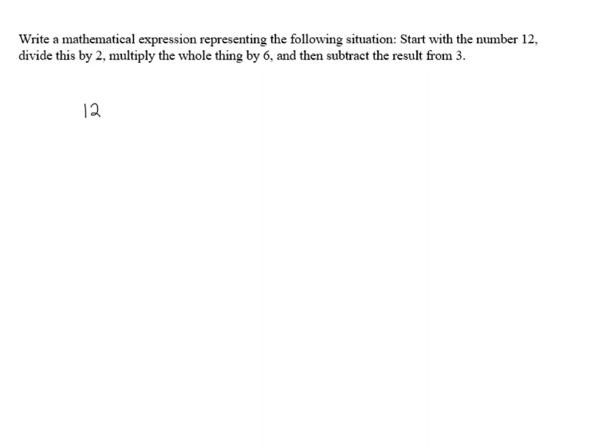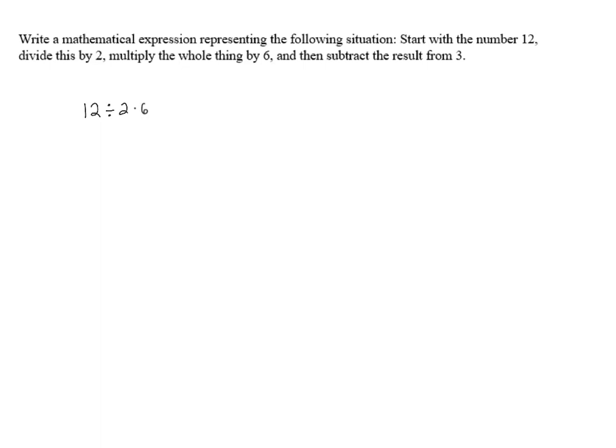And next, we're told to divide this by 2. So we're going to write 12 divided by 2. So now we have started with 12 and we've divided this by 2. Then we need to multiply the whole thing by 6. So what we can do here is we can write times 6.